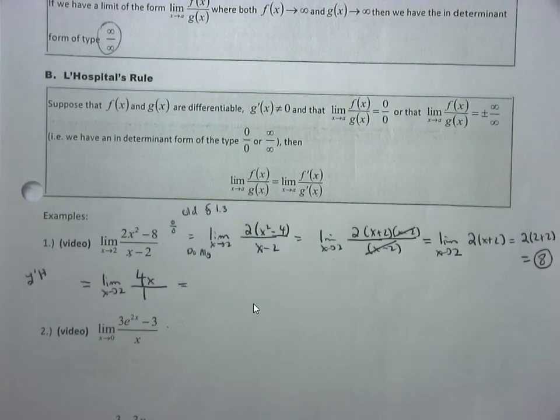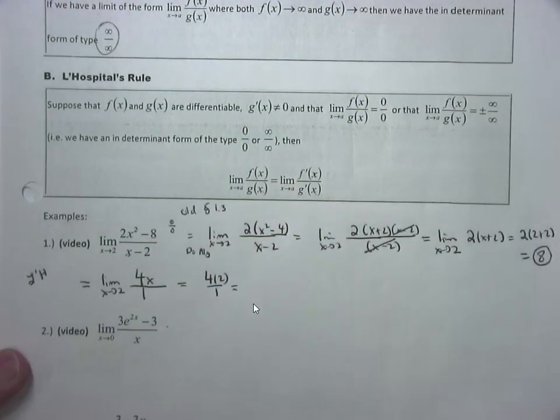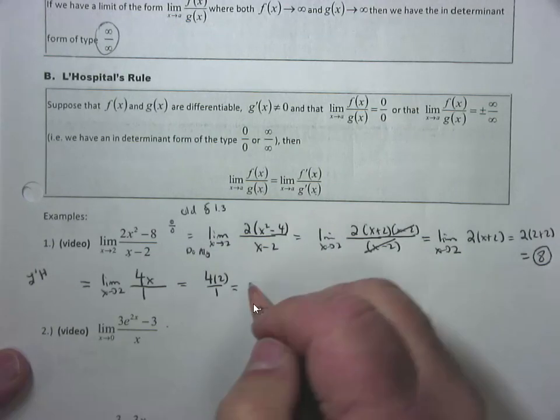That's the derivative of the numerator over the derivative of the denominator. And then, first rule of limits, plug in the number. When I plug it in, what do I get? 4 times 2 divided by 1. Well, don't hurt yourself on the math. 4 times 2 is 8. Divided by 1 is 8.